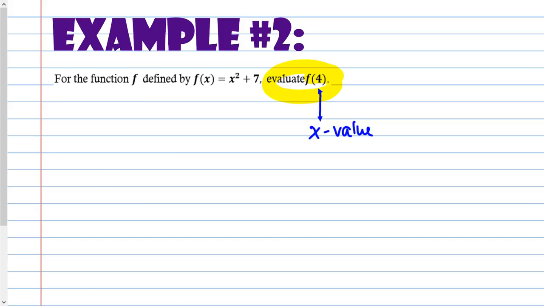I do actually want you to use proper notation. So f of 4 equals, and then you would take your equation and plug in your 4, 4 squared plus 7, so 16 plus 7, and that's 23, and that's it.